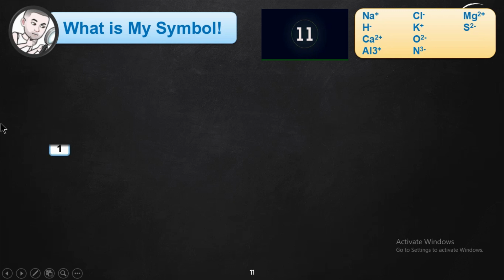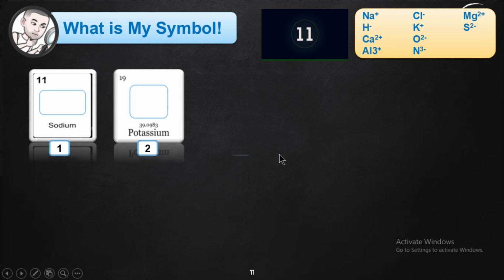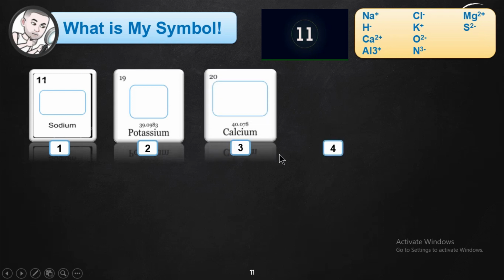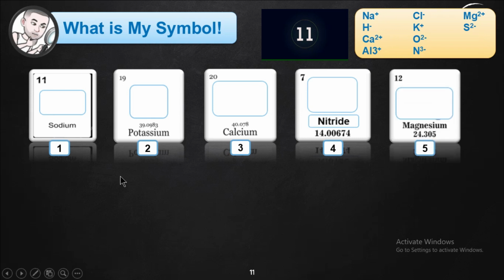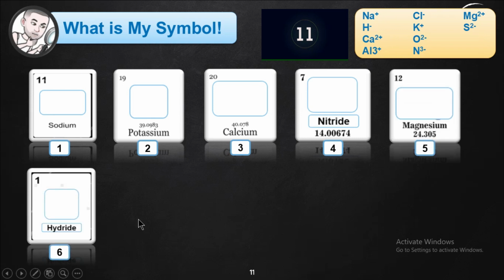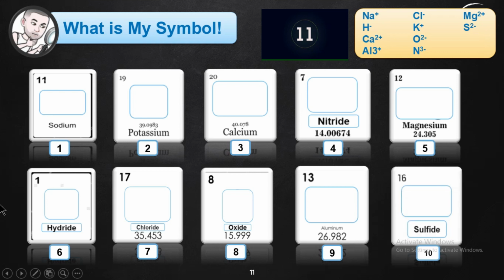Okay, element number 1 is sodium. Number 2 is potassium. Number 3 is calcium. Number 4 is nitride. Number 5 is magnesium. Number 6 is hydride. Number 7 is chloride. Number 8 is oxide. Number 9 is aluminum. And number 10 is sulfide. I'll give you 10 seconds to think about your answer.